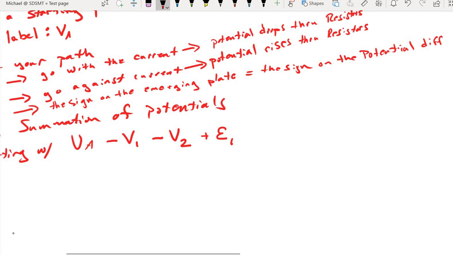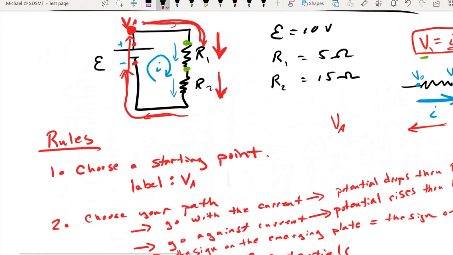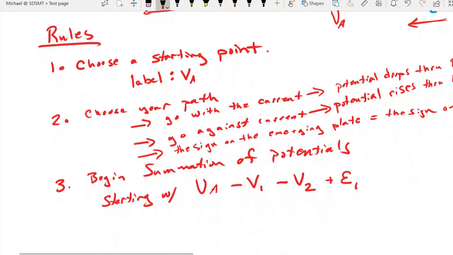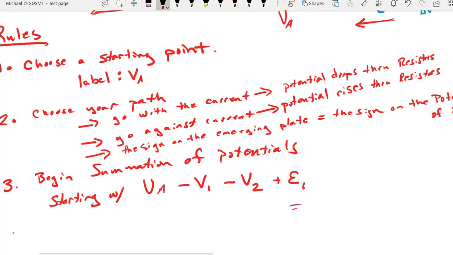Potential difference of the EMF. So what happened up here when we passed through that battery? Clean this up so we can see better. What happened when we passed through that battery? Well, I emerged on the positive plate of the battery. So we had a positive increase in potential.